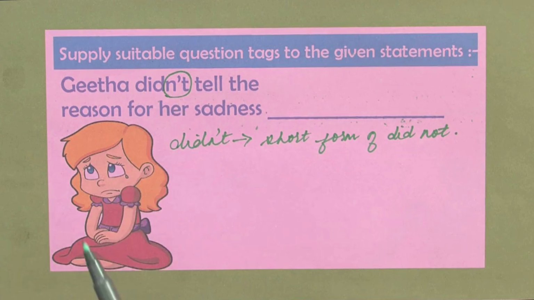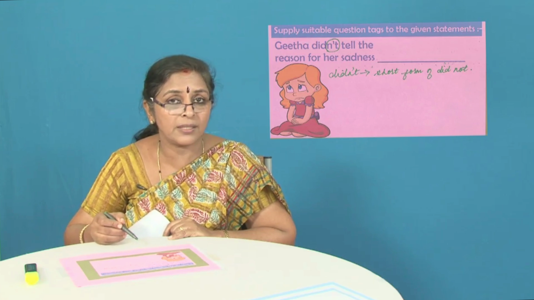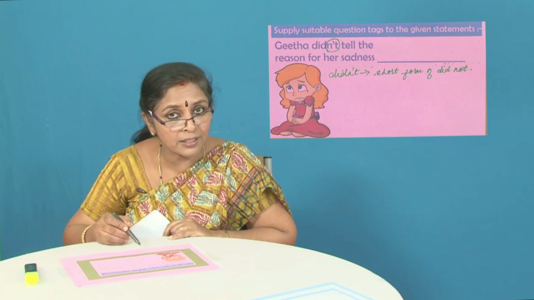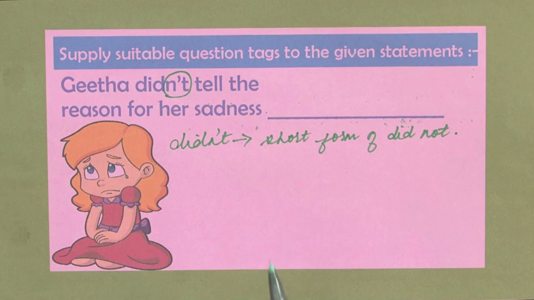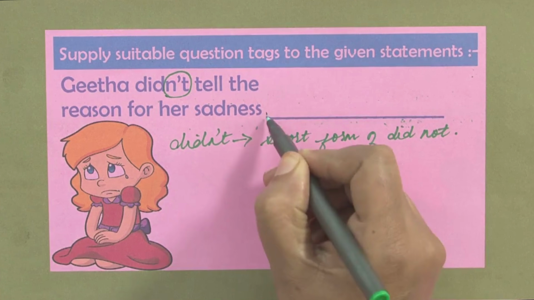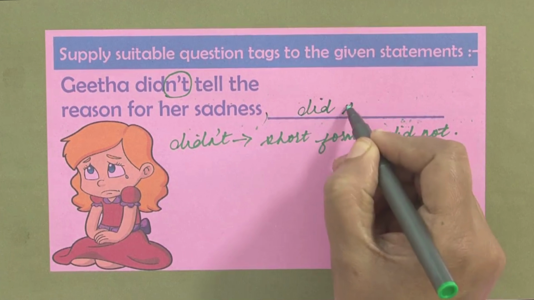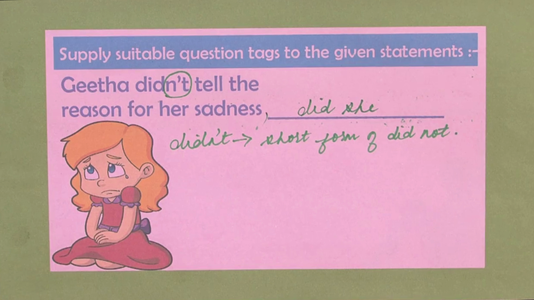Now, how do you identify whether the sentence is in the positive or negative? I told you, if the word not appears in the sentence, then the sentence is in the negative. So, you have to supply the question tag in its positive form. Geeta didn't tell the reason for her sadness, did she? Comma here, which is missing, did she? And I told you earlier, both an interrogative sentence and the question tag must end with a question mark. So, Geeta didn't tell the reason for her sadness. The appropriate question tag that you need to use here is did she?